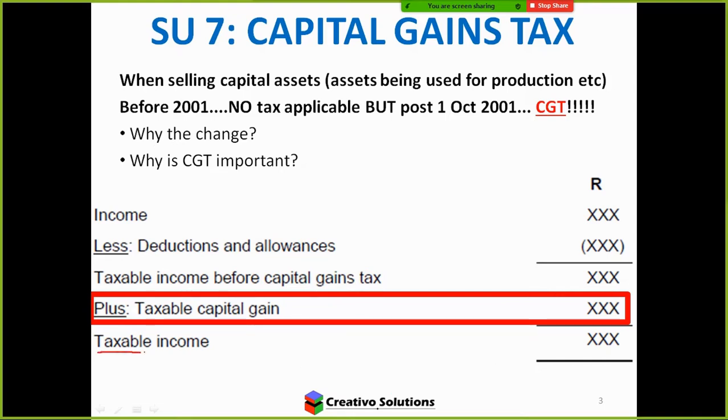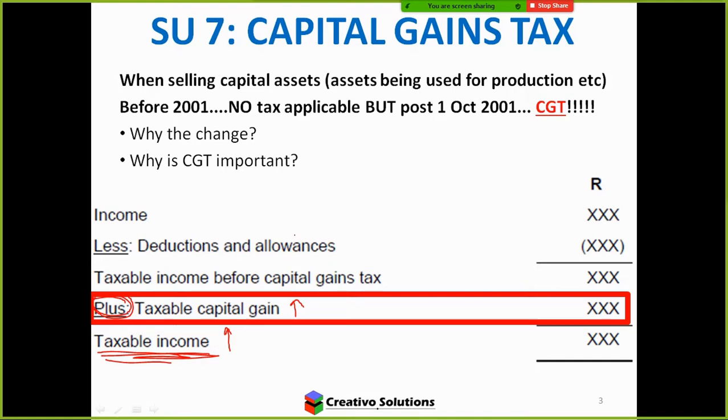So do you want the taxable gain to be bigger or smaller? Smaller. Yes, because you're adding it. So if I'm adding it to my taxable income, obviously the bigger the gain, the bigger the taxable income. So ideally, you would hope to have a lower taxable capital gain to prevent your taxable income from increasing too much and then end up paying more tax.